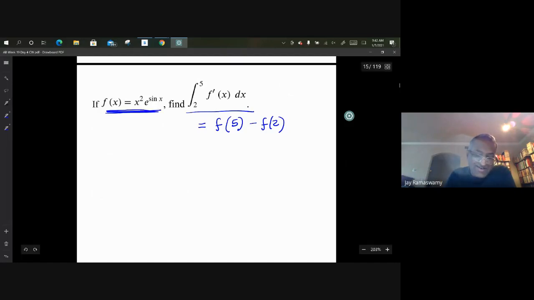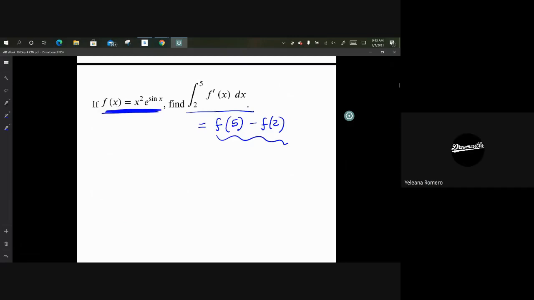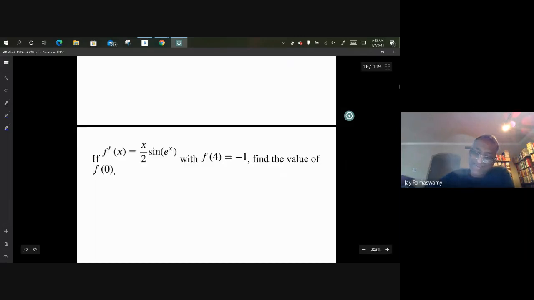Can you type that in Desmos? And then in the next row, just type that. Yes? You don't have to do them separately. Type the original function in Desmos in row 1 and just type f of 5 minus f of 2. You're good to go. Is everybody okay there? It's a stupid problem. Okay, let's move on, right on page 16.